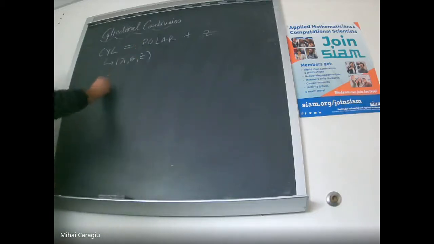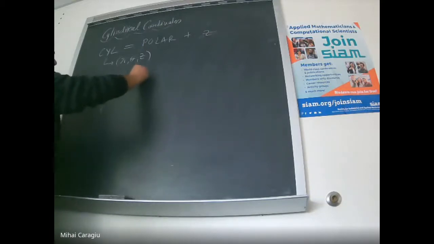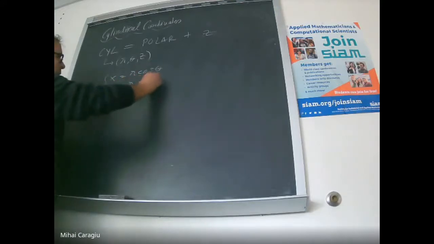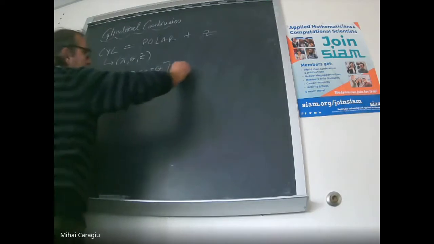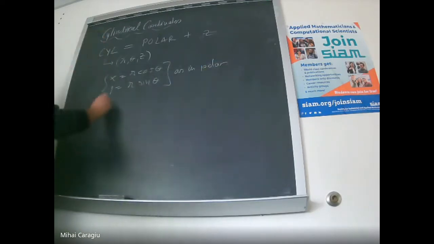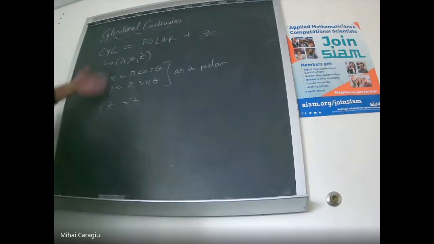So the transformation, the relation between cylindrical and rectangular: x equals r cos theta and y equals r sin theta. This is in polar, and then z is z. So this is the transformation. If we know the cylindrical coordinates, these are the formulas for the rectangular coordinates.